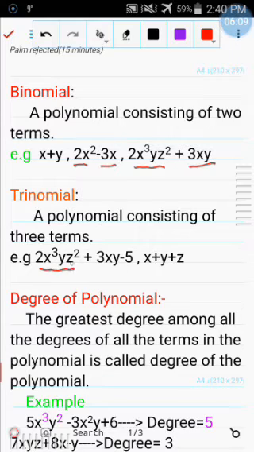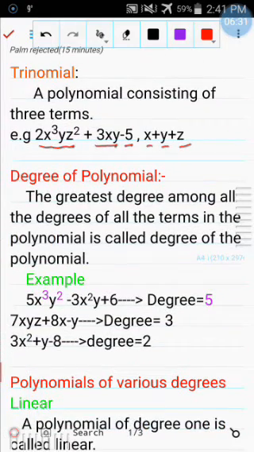The first term is this one, the second one is this one and the third one is minus 5. Similarly, x plus y plus z is also a trinomial because it consists of three factors. The first factor is x, the second factor is y and the last or the third factor is z.